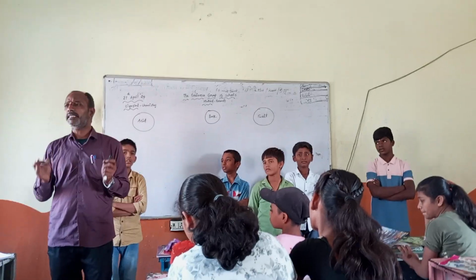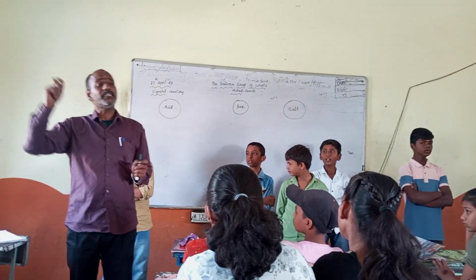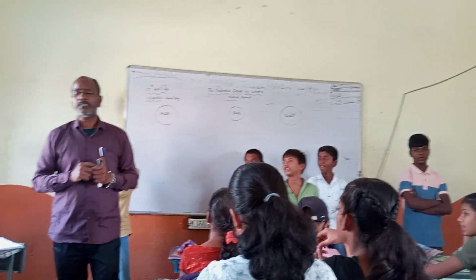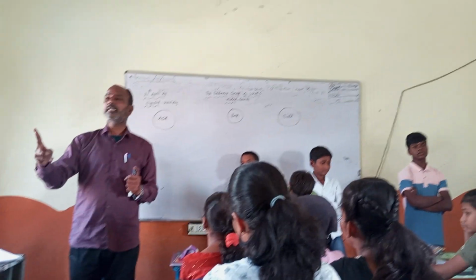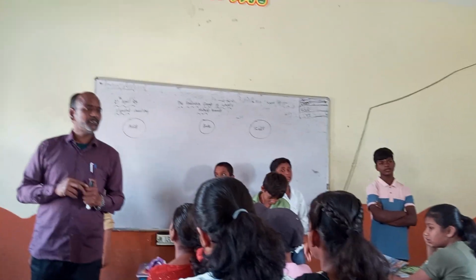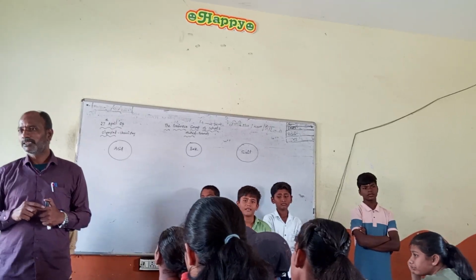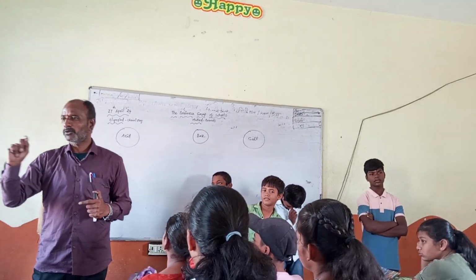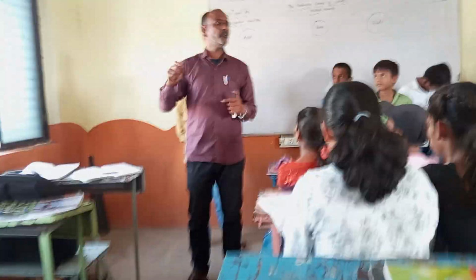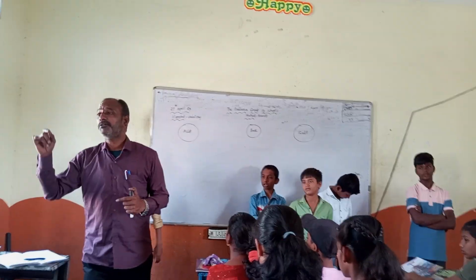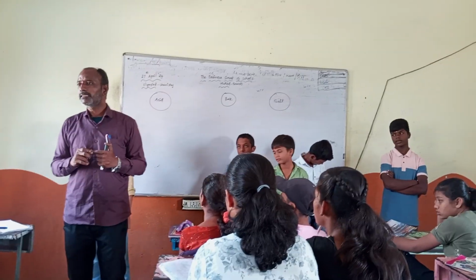The acid which contains only one H plus is called monobasic acid. If two H plus ions are there, that is called dibasic acid. If three H plus ions are there, tribasic acid. The example for monobasic is hydrochloric acid. The example for dibasic is sulfuric acid. The example for tribasic is H3PO4, phosphoric acid.